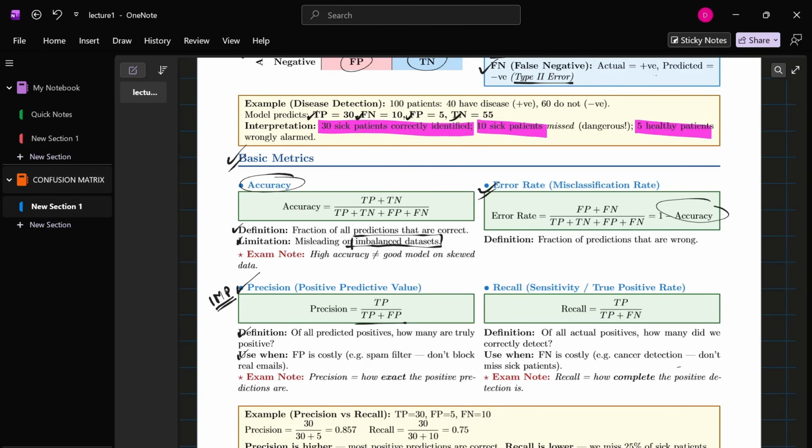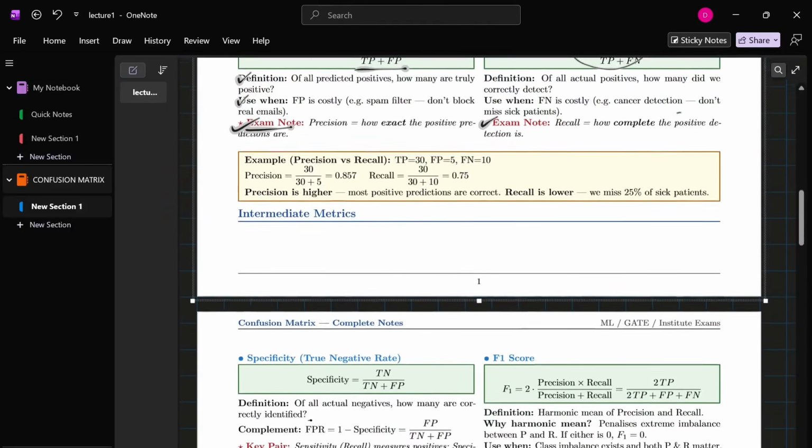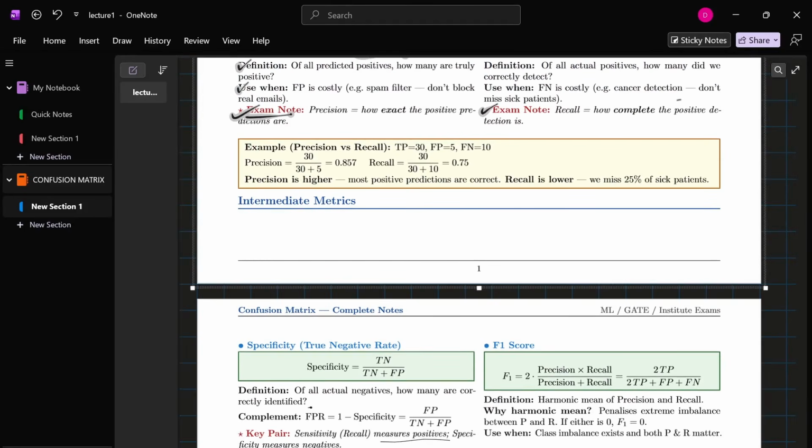Coming to the next one, which is the recall, also called sensitivity or the true positive rate. This we will also see in the AUC graph and ROC curve. Of all the actual positives, how many did the model catch? Formula: TP over TP plus FN. Use this when false negatives are expensive, like cancer screening, when missing a sick person is dangerous. Now, moving forward, an example is also given related to precision and recall, where precision is high but recall is low.